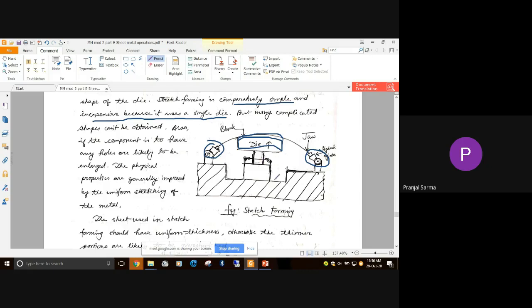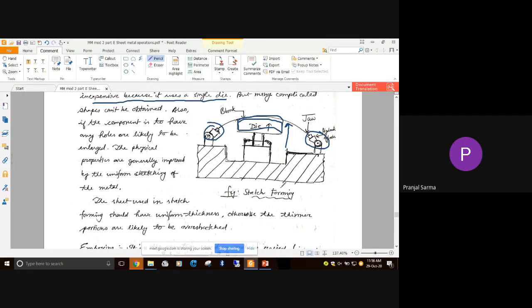Another problem is that if the final component has holes in it, there is a possibility that in the stretch forming operation the holes may get enlarged. That is one of the limitations. One good thing is that as we are stretching it, some of the physical properties get improved because of the uniform stretching.